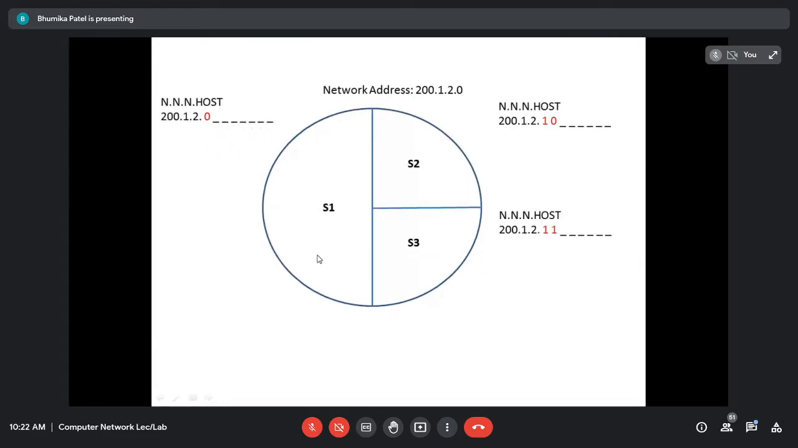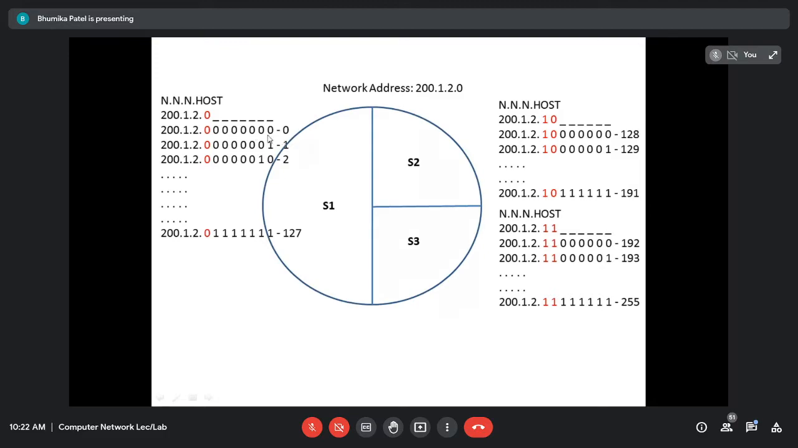Range કેવી રીતે find કરવાનું છે? As we know how we can find the range, for subnet 1 we are going to keep 0 as it is, then we are going to try all the possibilities for these 7 bits. So it will be like this: 0 0 0 0 0, then 1, then 1 0, then 1 1, then 1 0 0, 1 0 1, 1 1 0, 1 1 1, and so on. If you go up to the last, 0 will be fixed and all the remaining bits will be 1. So the range will be 0 to 127. If you convert this binary into decimal, it will be 0 to 127.